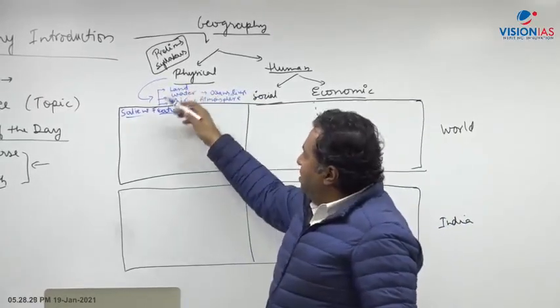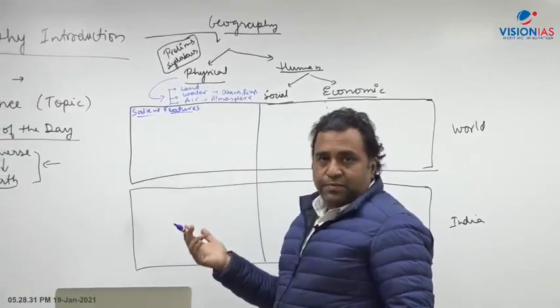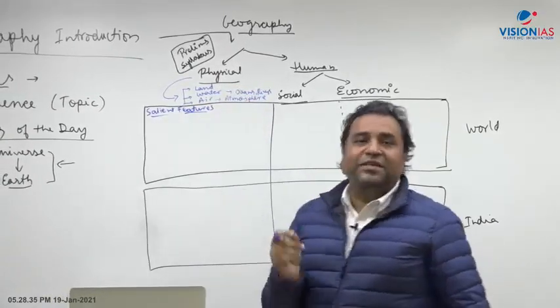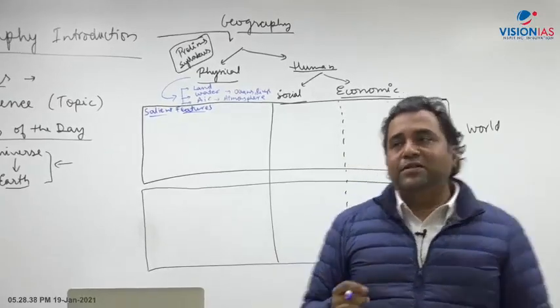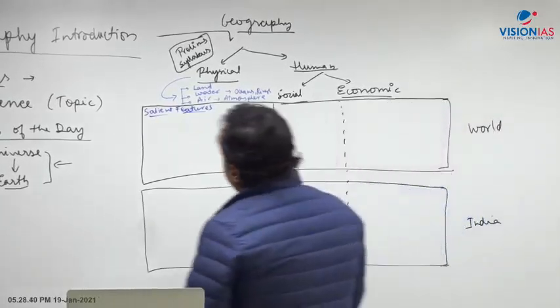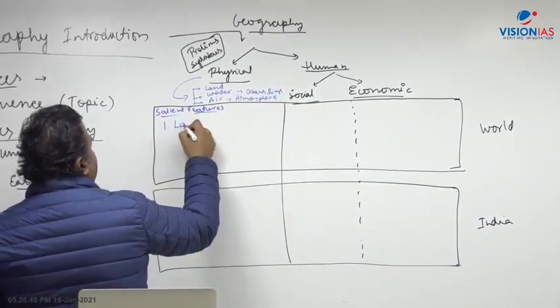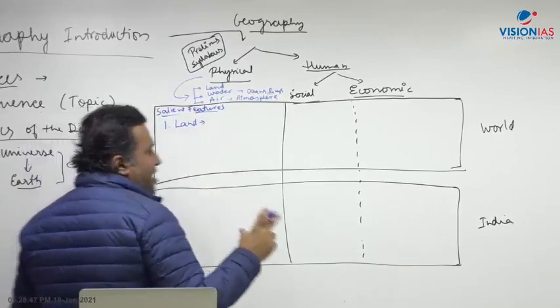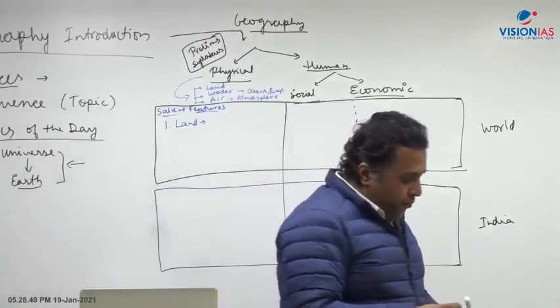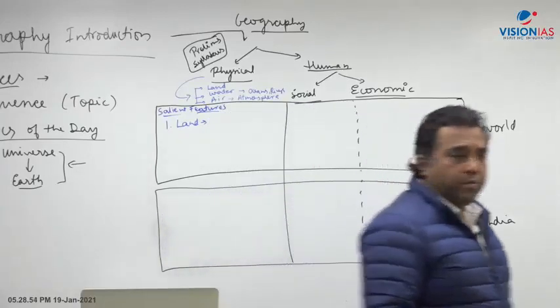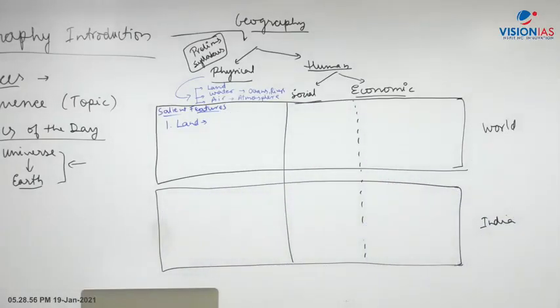So the physical features of these three regions, land, water and air, those are the salient features of the earth. For example, what are the salient features on land? If I put land here, I write the salient features on the earth. If I take the whole globe, like this, okay.